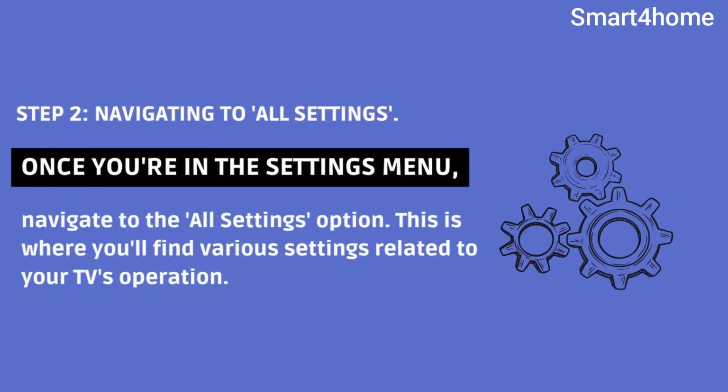Step 2. Navigating to all settings. Once you're in the settings menu, navigate to the all settings option. This is where you'll find various settings related to your TV's operation.